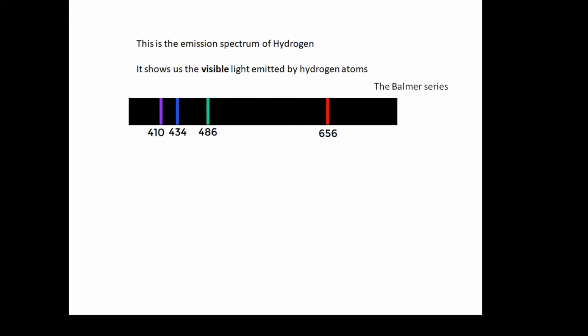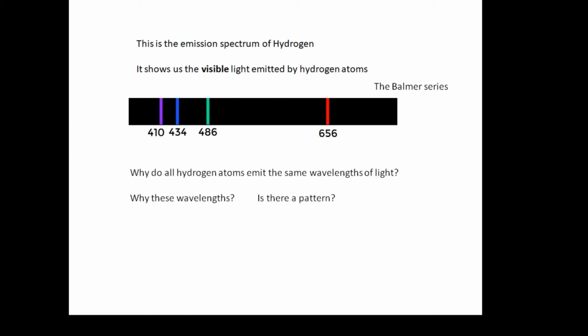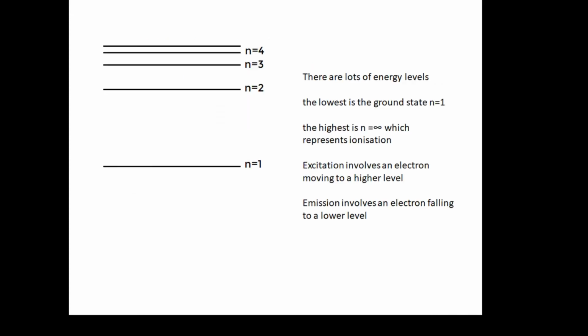Why do we get definite colors emitted? The answer is because it has definite energy levels. And there's lots of different energy levels. The lowest is the ground state. We call that n equals 1. Then there's more, n equals 2, n equals 3, n equals 4, all the way up to n equals infinity. And if an electron can get up to there, then it can escape.